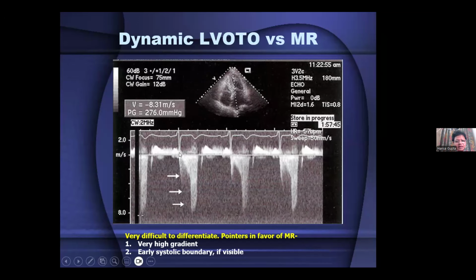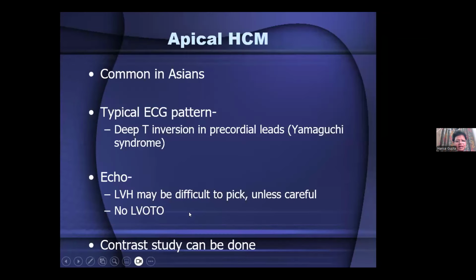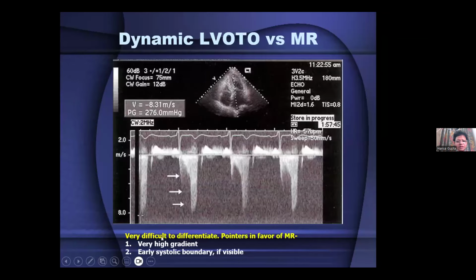This is starting right within the QRS, at the onset of the QRS. And this starts a little later. It is concave. And so this is how very high gradients of MR, early systolic boundary. So you should keep in mind how to differentiate it from MR and not to overestimate.